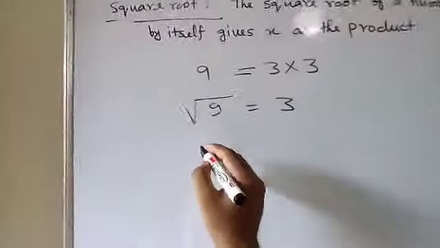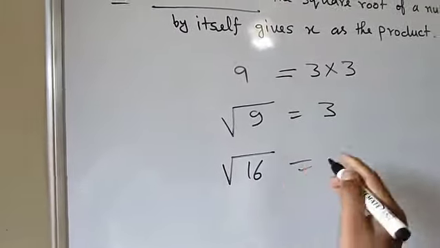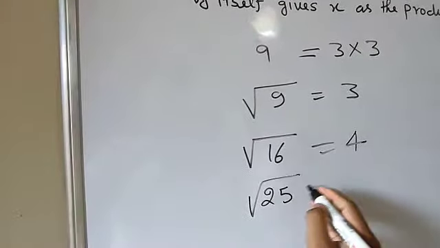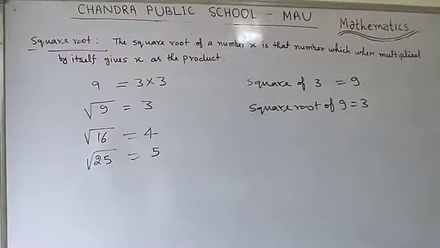In the same way, if I ask what is the square root of 16, 16 is the square of 4, so the square root of 16 is 4. The square root of 25 is 5. So that is called the square root.